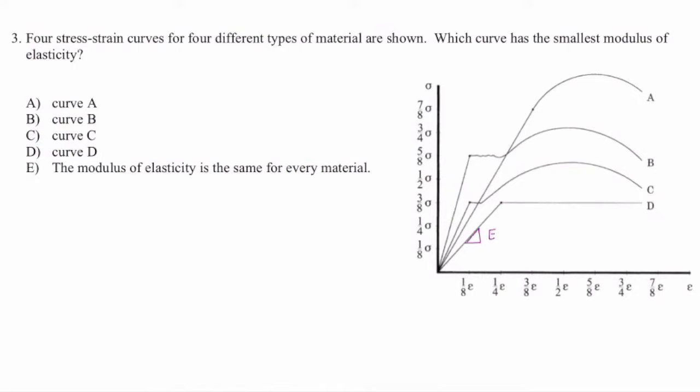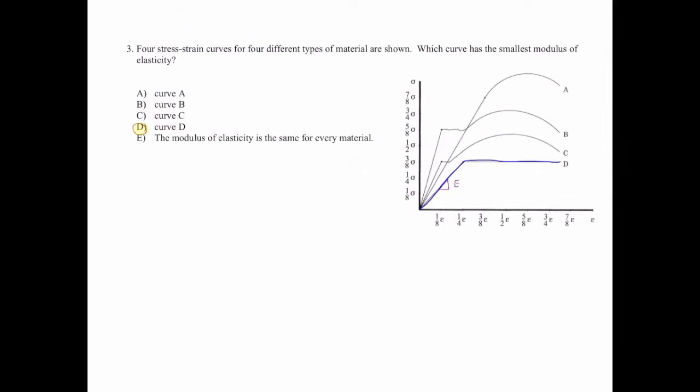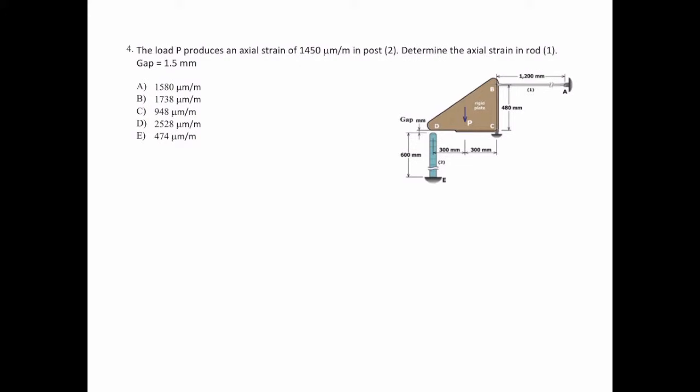What is E? E is the slope of the line of these figures. So here, curve D has the smallest slope. So the answer will be option D here. All right, so let's solve this problem later.